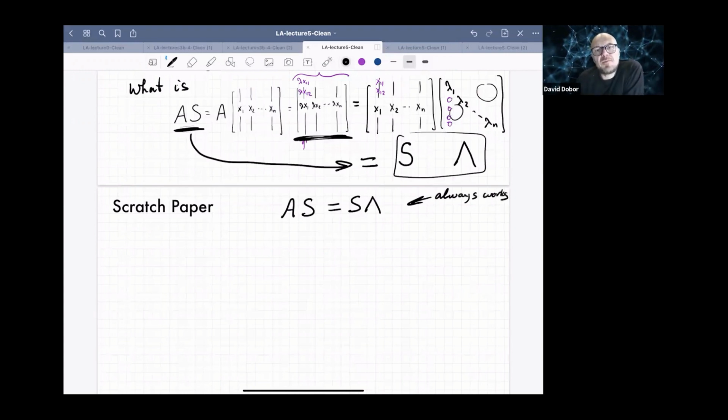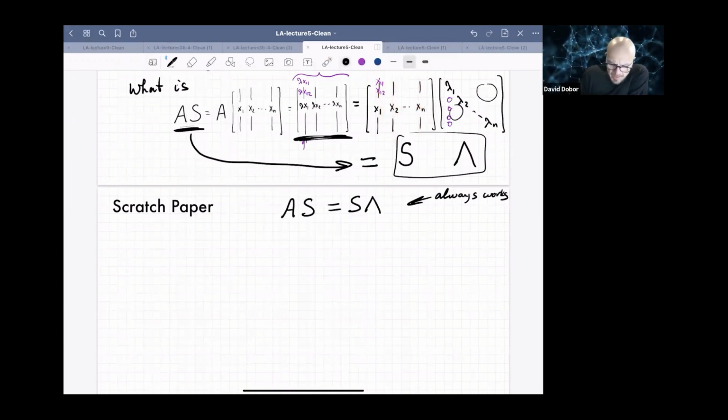For that one step further, we want to make an additional assumption: that those n eigenvectors in the columns here, the ones that we found, are linearly independent. In particular, this will happen if all the lambdas are real and distinct, then you will get n independent eigenvectors here. And when you get independent eigenvectors, then this matrix S is invertible.